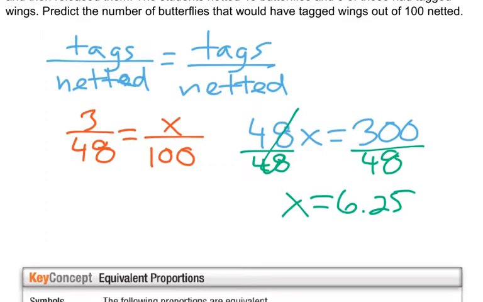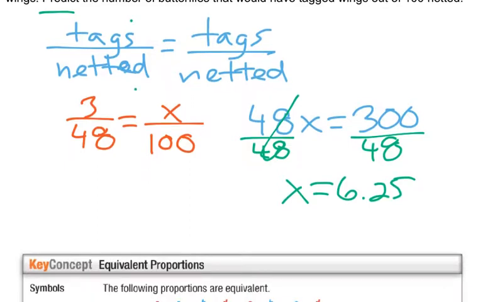Again, it's not a guarantee. That's why it says predict the number. So you're doing a little sample study to predict how many you would have if the number were larger. Okay, so set up your proportion. Make sure tags over netted. Make sure it matches numerators and denominators.